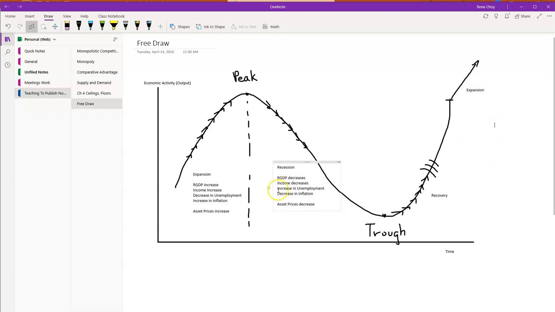All right, so economic activity comes in cycles. We call it the business cycle. We have expansions, recessions, followed by another recovery, by expansions, by recessions. And this has now been going on for quite a while.